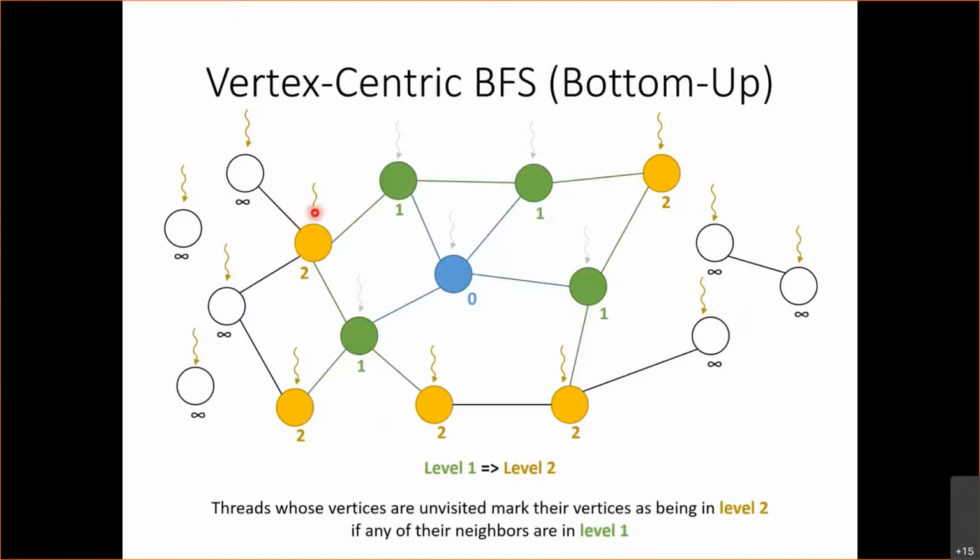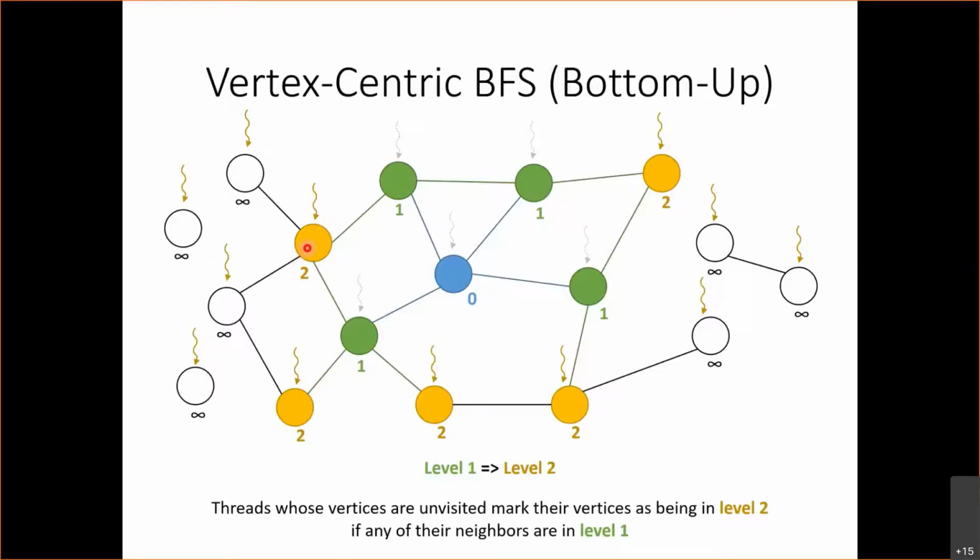And notice that the minute this thread finds that one of its neighbors is in the previous level, and it adds its vertex to the current level, it actually doesn't need to continue looking at all the other neighbors, because that's not really going to help. So the minute the thread establishes that this vertex is in the current level, it can stop. It doesn't have to finish going through all its neighbors, which is different from the top-down approach. In the top-down approach, if a vertex was in the previous level, I had to go through all of its neighbors to find out if they were going to be in the current level.